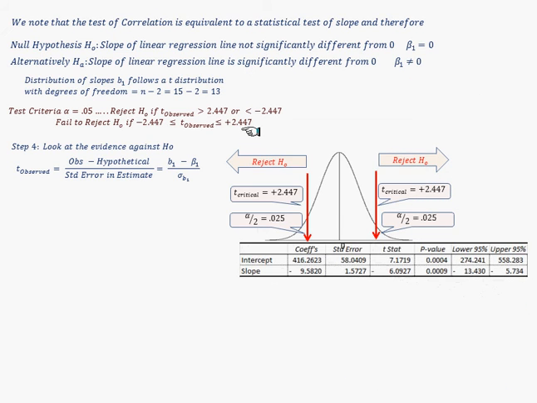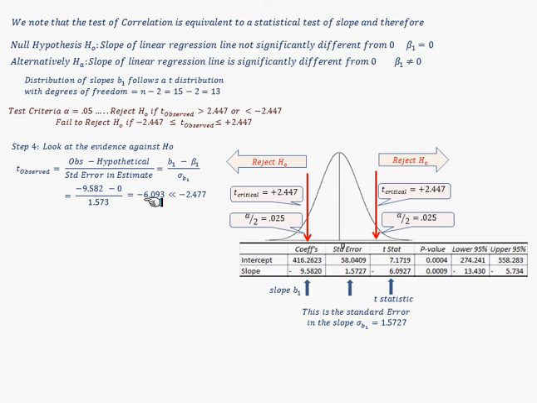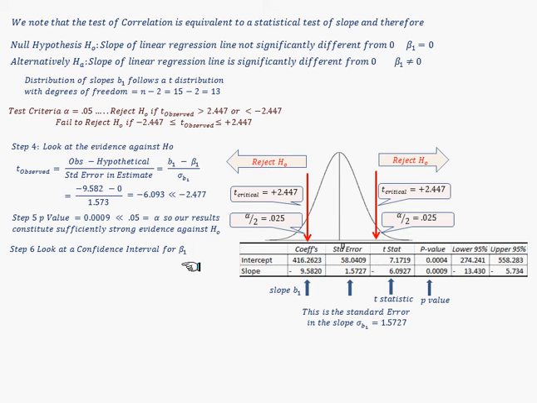Bring on the evidence. The evidence is down here at the bottom. This is your B1, this is your standard error in B1. And putting that in, we get this test statistic, or t observed, negative 6.093. Far more negative than minus 2.477. The P-value is given here as well on the lower right. And that is very, very significant. Very strong evidence to reject H0.